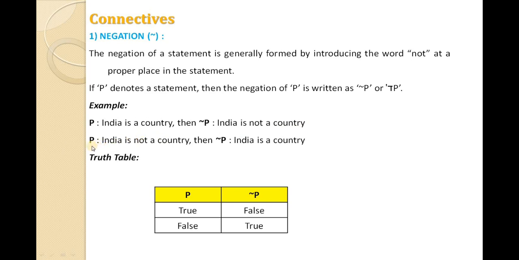Suppose we have a negative statement, that is P is India is not a country. That is a negative statement. Then not P will be the negation of negation, that is India is a country. If we have the not, then this not will be removed in the negation. We have the truth table. P is a single variable, that's why there are two possibilities. P may be true or P may be false. If P is true, then its negation will be false. If P is false, then its negation will be true.